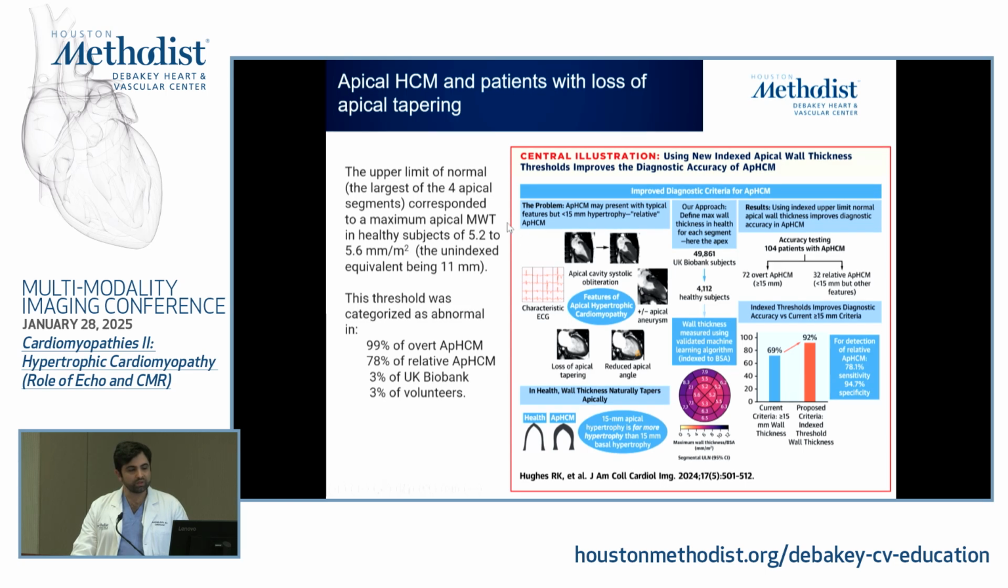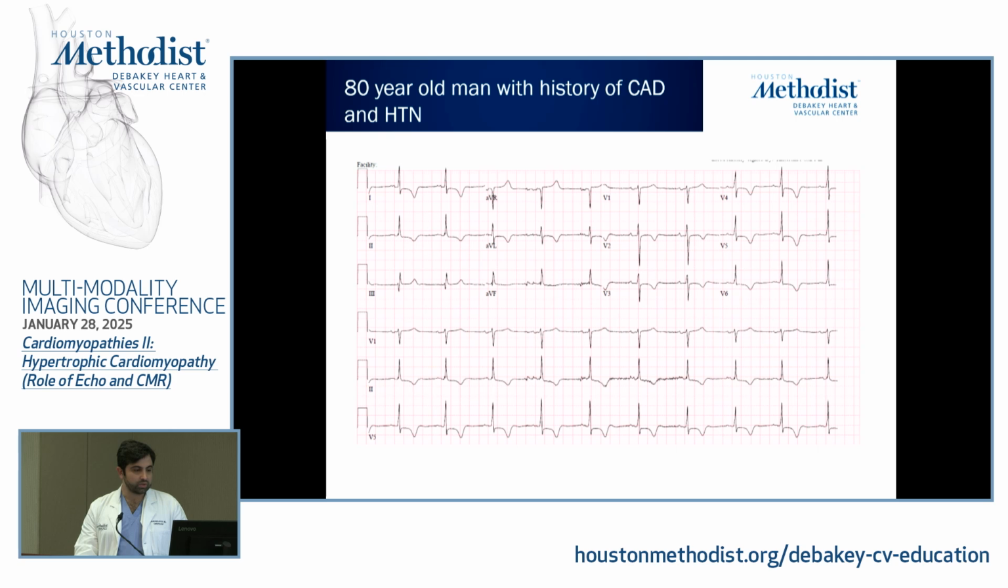So using the UK Biobank as well as this group, if you use that loss of tapering and an index value of about 1.5 millimeters per meter squared, so essentially using 11 millimeters wall thickness in the apex and loss of apical tapering, you can detect these cases better. So I'll show you this example.